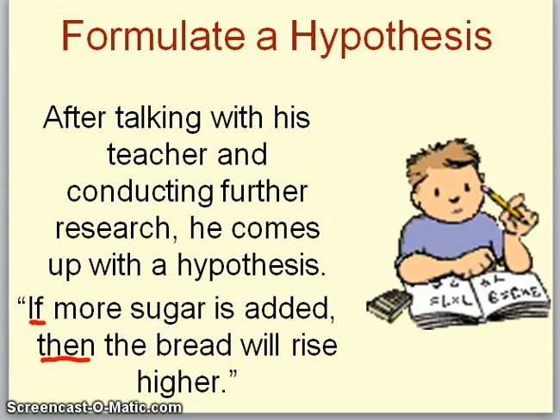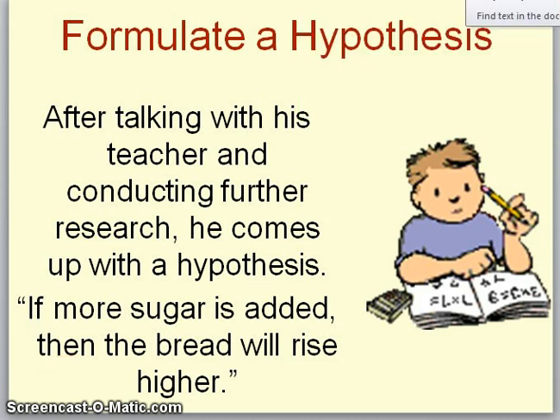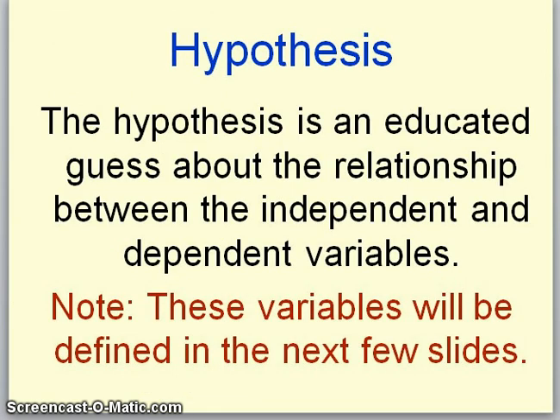So John says, if more sugar is added, then the bread will rise higher. And again, there's your cause, which is more sugar, your thing, and what happens to that thing, it will rise hopefully higher. That's what he's guessing will happen, that the more sugar I put in, the effect will be that the bread rises higher. So there's your two definitions from before, cause and effect. I just need to clear out those ink marks so we can move on. So again, looking at his hypothesis, it's an educated guess.